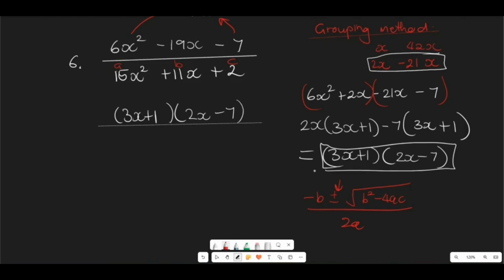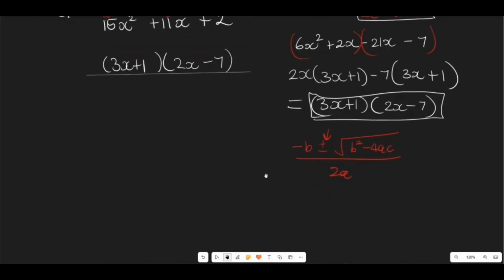7/2 for the first one. Okay, so for the first one, you get x equals 7/2, right? Yes. And then for the second one, it's negative 1/3. So this is what we get, right?